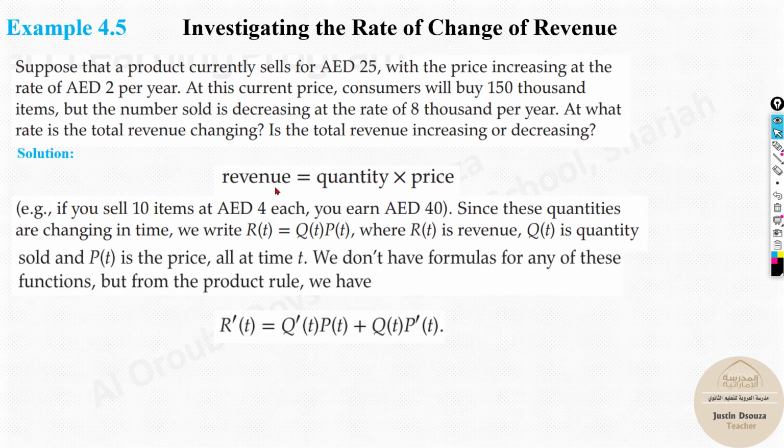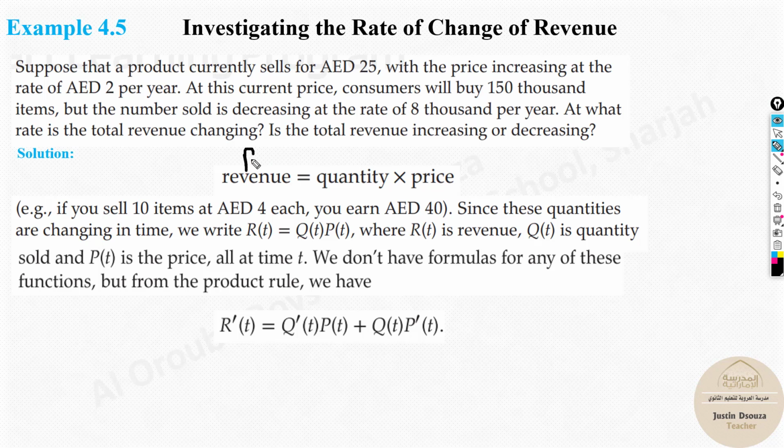So revenue is R. Now they don't want this revenue or quantity. They want to know rate of change. Whenever rate of change is mentioned, it's derivative, isn't it? See, they have given you rate of change of increase, rate of change per year. The quantity is changing, and they want to see how the total revenue is changing, rate of change of revenue. So you need to differentiate this.